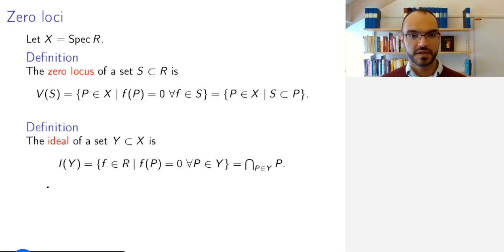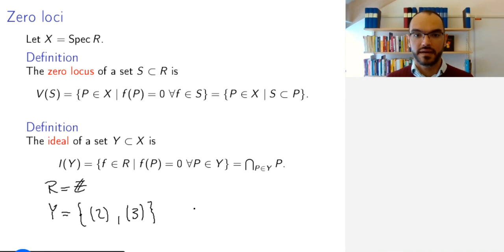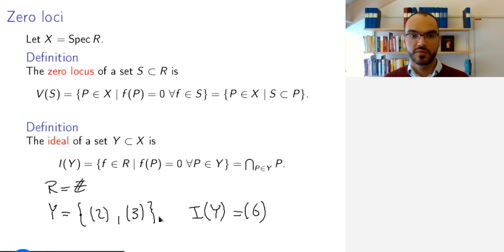So, for example, if the ring R is the ring of the integers and Y is the set consisting of the 2 points, the ideal generated by 2 and the ideal generated by 3, well, then the ideal corresponding to Y is the ideal generated by 6. Because for an integer to be 0 mod 2 and mod 3, it has to be 0 mod 6. And note that I of Y is an ideal indeed, but not in general a prime ideal.